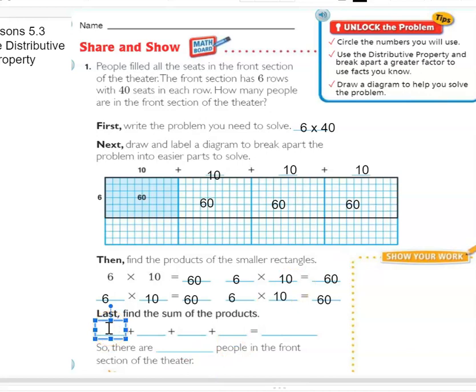So last, I'm going to add all of those 60s up. Just as we did on the first 2 pages, we broke apart our 10s, multiplied, and then added their sums together. Okay, so go ahead and figure out what 60 plus 60 plus 60 plus 60 is. A strategy I could use, I think I know what 60 plus 60 is, 120. I just kind of have that memorized. So then I can double 120. Go ahead and figure out what your answer would be.